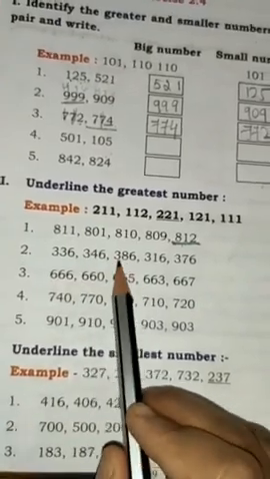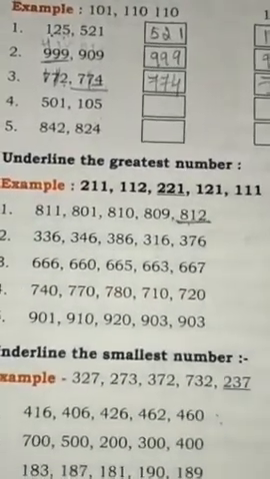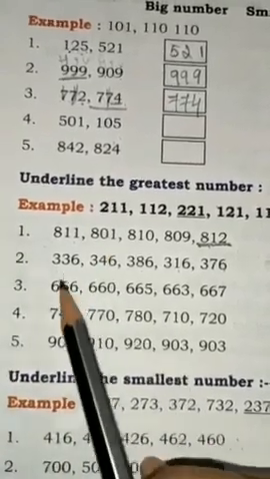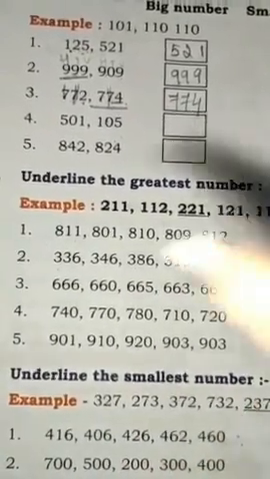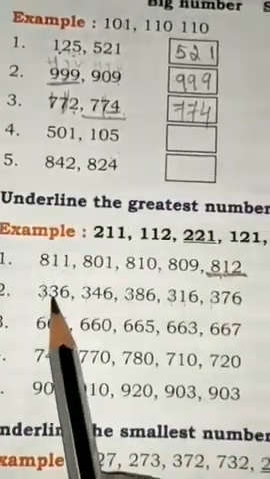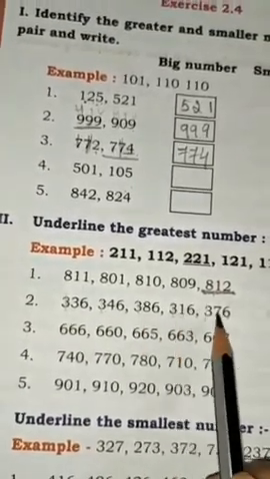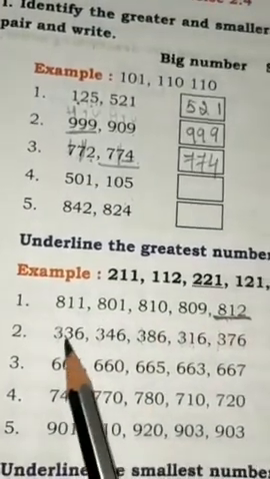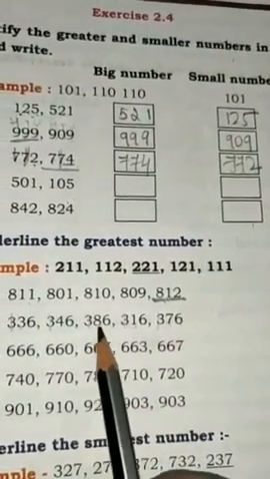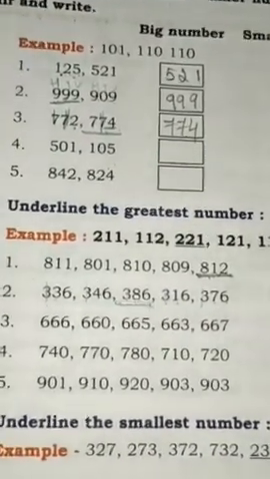336, 346, 386, 316, 376. Now you tell me which is the greatest number here. Here also you can do it. We have to start from the 100 place. 3, 3, 3, 3, 3, all are the same, so just leave it. We'll cancel all these 3s. Next come to the second place, that is the 10th place. 3, 4, 8, 1, 7. Which is the greatest here? Yes, 8 is the greatest. Means 386 is the greatest number.